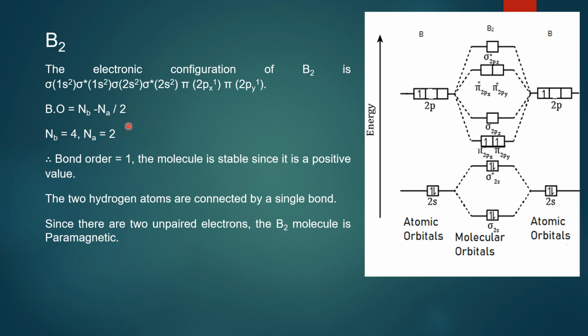The molecule is stable. Then we can say it has a positive value. The two boron atoms are connected by a single bond. There are 2 unpaired electrons in a B2 molecule. That is the reason it shows a paramagnetic behavior. If you look at the picture, there are 2 electrons left over in the bonding molecular orbitals, right? Due to the presence of these unpaired electrons, the boron molecule shows its paramagnetic property.